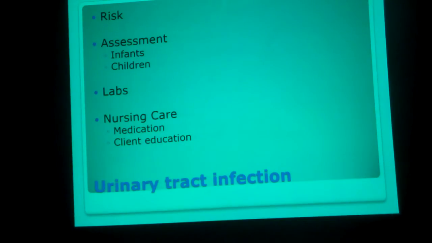The urine also, just so you know, will appear dark yellow and cloudy. A lot of times, sometimes it'll have a foul-smelling odor. The urine can also have a high pH.